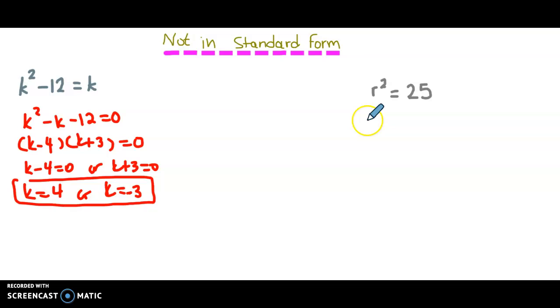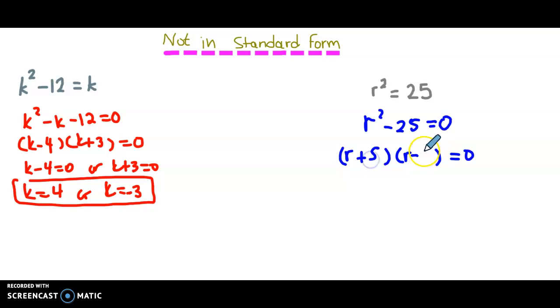This is not in standard form, so let me bring it over. Let me bring over the 25, which becomes negative 25, because you would have to subtract 25. And at this point, I see that this is a difference of squares. This is a square, this is a square, and this is a difference. So I'm going to factor the difference of squares the way we have learned in class. I need 2 parentheses, equals 0. Interchange signs when you have a difference of squares. The square root of this goes here, and the square root of this goes here. So there's a factorization, and at this point, I have 2 factors equal 0.